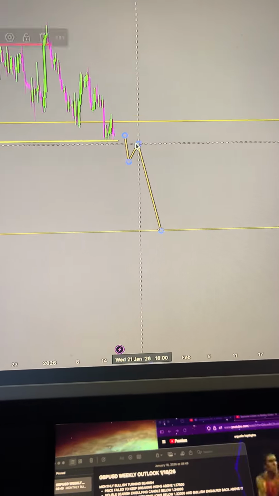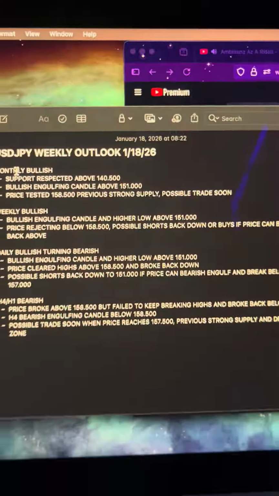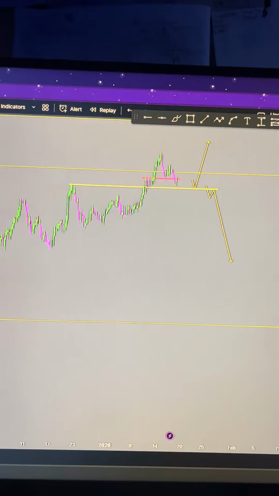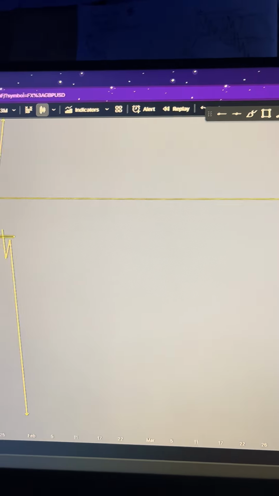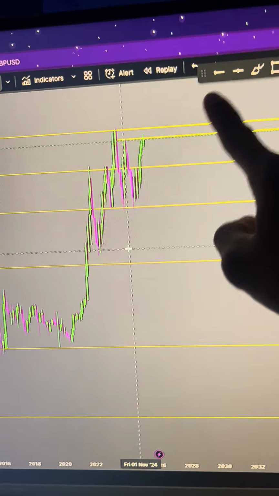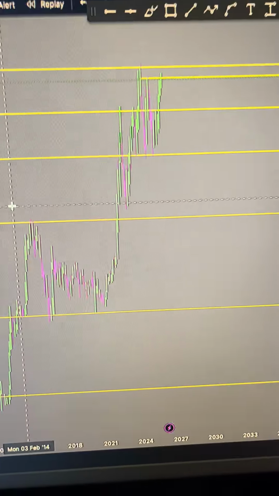So now let's get into UJ. You could pause it and read it. USDJPY is very similar to GJ. So we'll start on the monthly. On the monthly we were overall bullish, still overall bullish. Respect to this area of support about 145,00, and then we bullish engulfed about 151, which is a previous area of supply and demand. 151 previous area of supply, and then obviously demand.